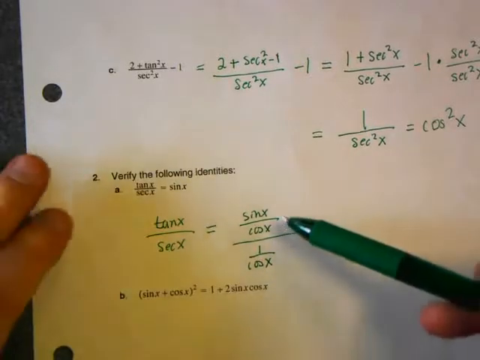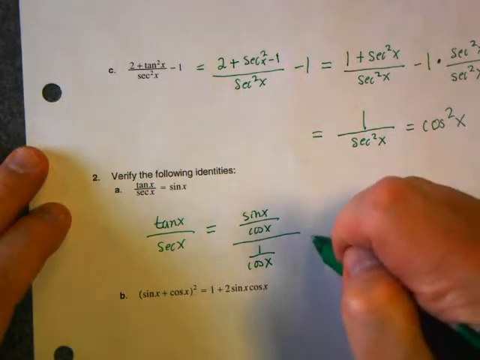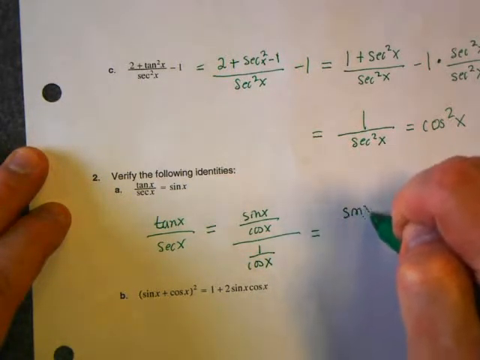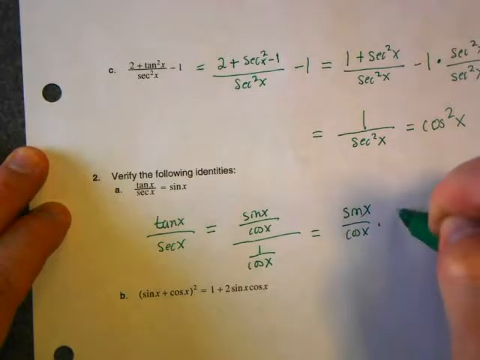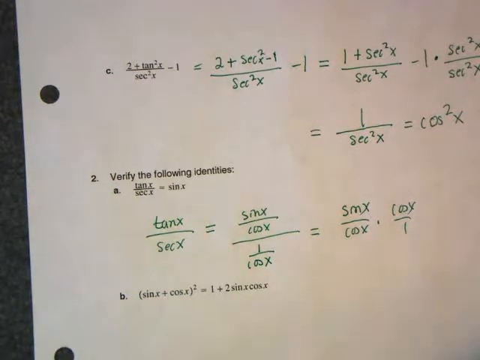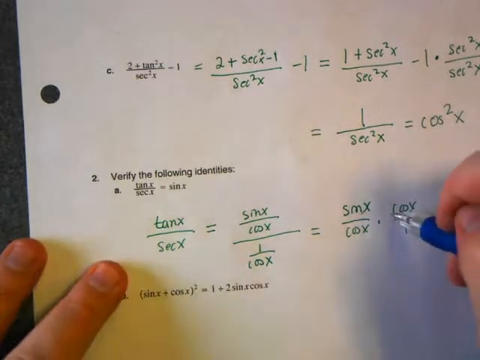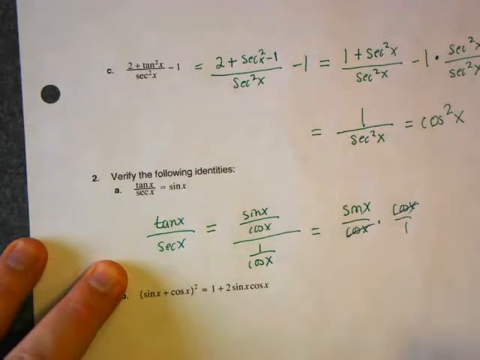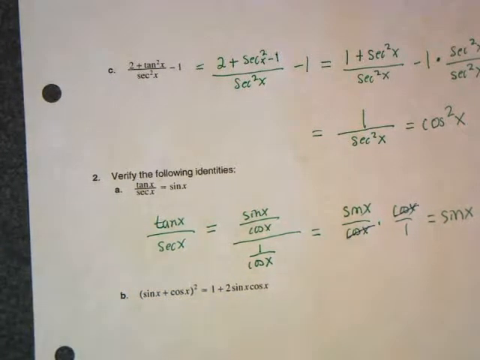How do I divide two fractions? Flip and multiply. So that's sine x over cosine x times cosine x over 1. Now I'm very happy. Those reduce. And we are left with sine x like they told us we were supposed to be left with. Questions on that one?